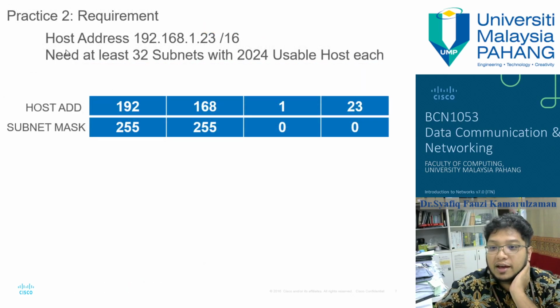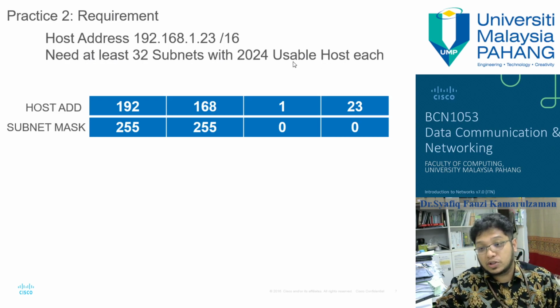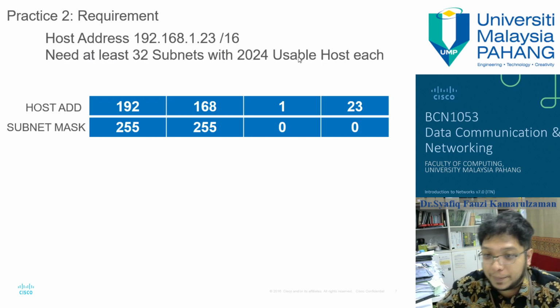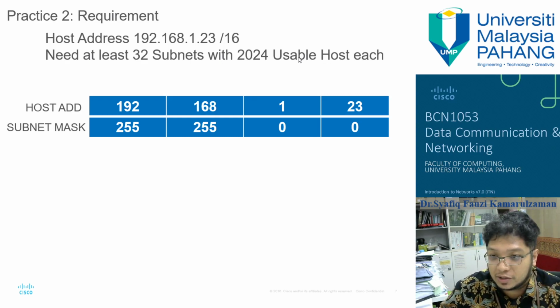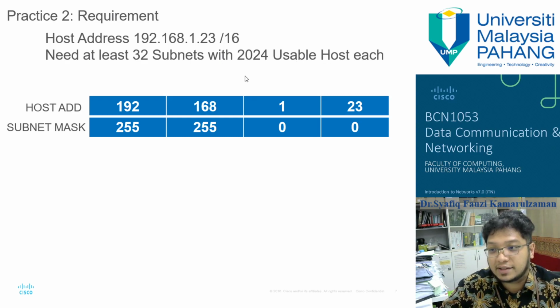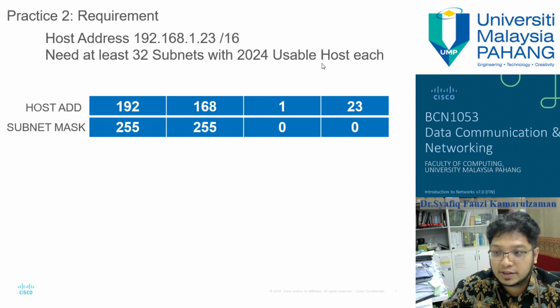So here we have host address 192.168.1.23/16. Okay, so you need at least 32 subnets with 2024 usable hosts each. So this is quite a lot. So I'm jumping immediately to a lot of networks, subnets, and a lot of hosts. So I think you can understand this based on what we did before.